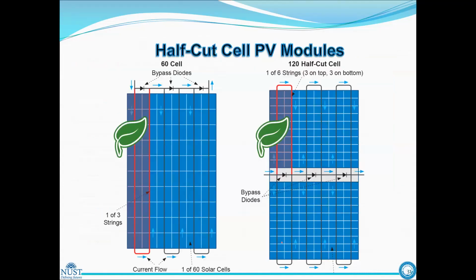Another good way to avoid shadowing is to use half-cut cell technology, because half-cut cell technology has different strings connected in parallel to each other. If there is shadowing on one part, only that particular part will be affected, but the rest of the module and the rest of the strings will be working well.